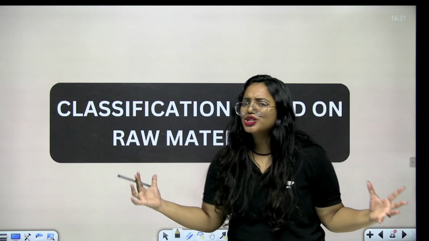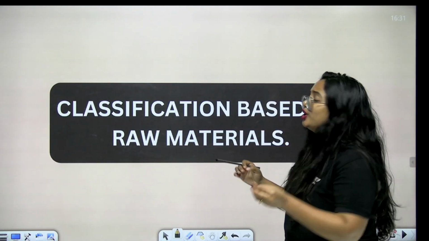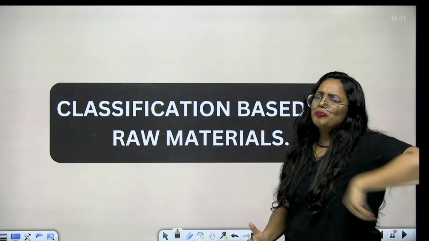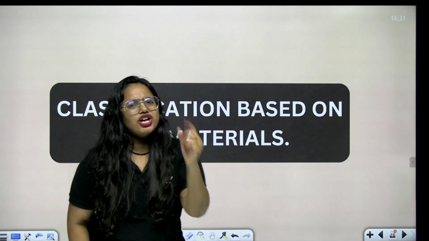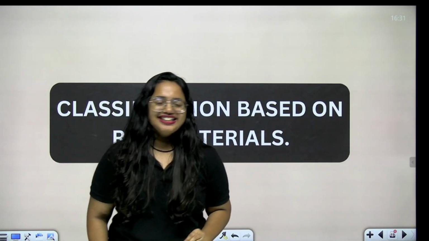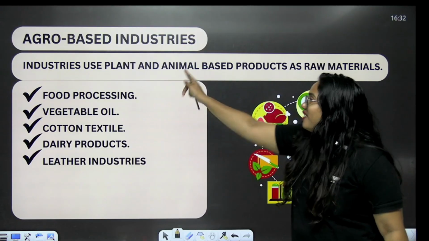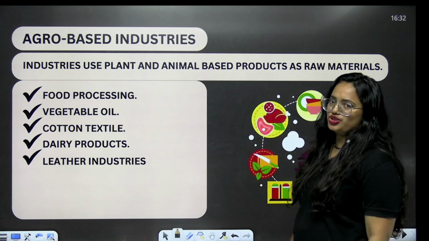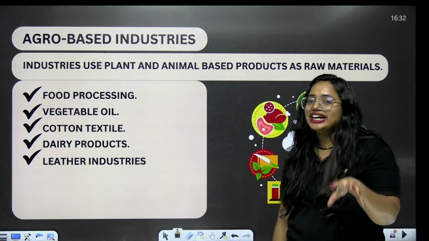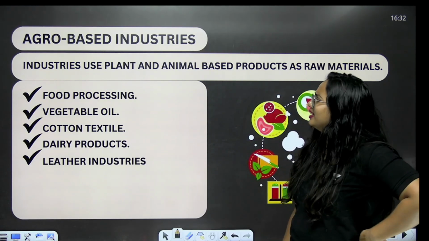So we are going to start off with the classification based on raw materials. So based on raw materials, we have different types of industries. And which are these? Let's learn it. Look at this one. This is the very first type of industry. What is it? Agro-based industries. Agro-based industries. What is meant by that?